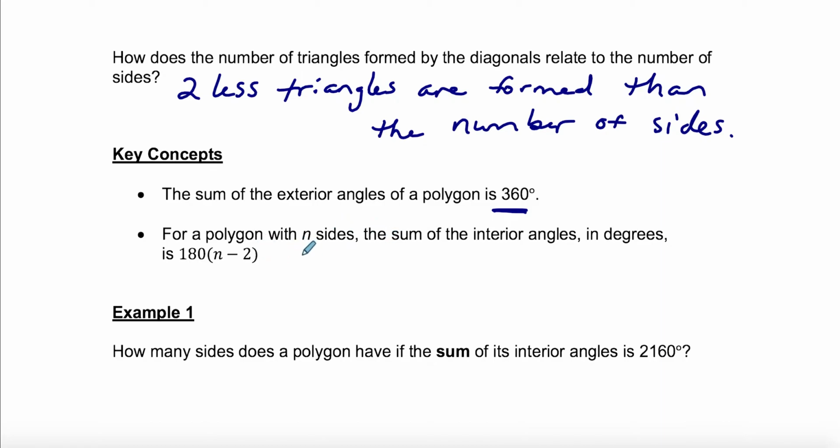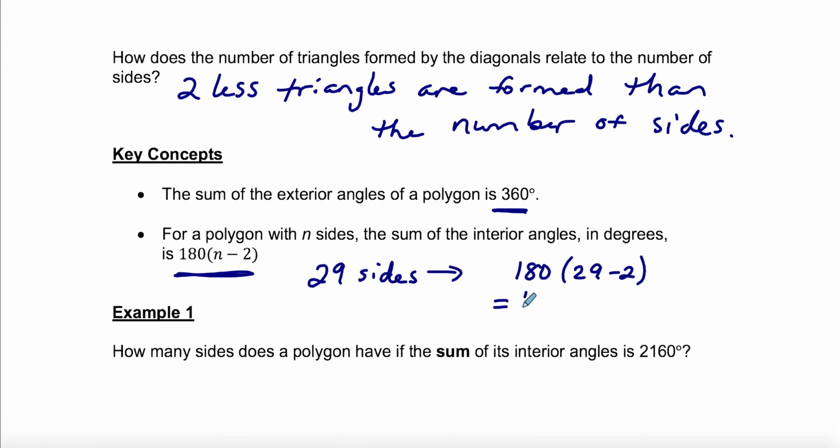For a polygon with n sides, here's a little formula that we could use. If a polygon has n sides, the sum of the interior angles in degrees is 180 times n minus 2. So for example, if we had 29 sides, and that's actually pretty hard to draw, we would do 180 to find out what the interior angles add up to. We do times 29 minus 2. So I think you guys know that it would just be 180 times 27. And then that would give us 4,860.